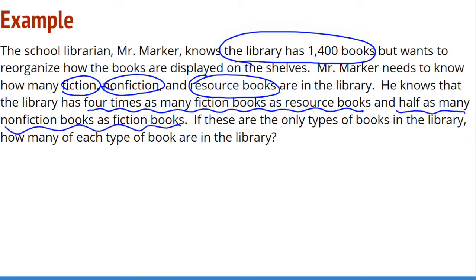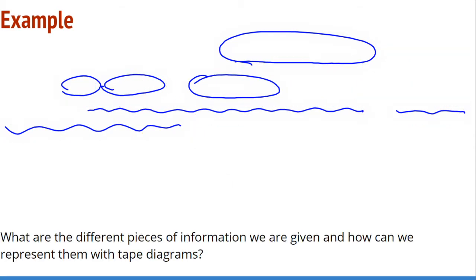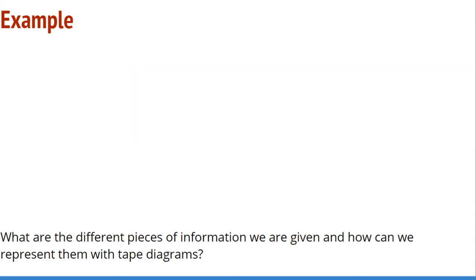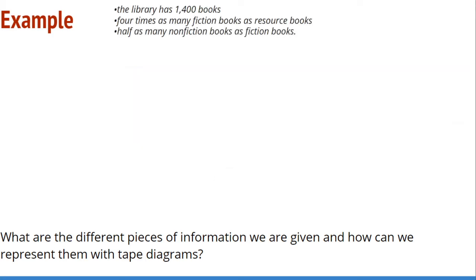So thinking about the last lesson, lesson 28, we should be thinking about which is our smallest number of books. What is our building block that we can build up from? So what are the different pieces of information that we have? Well, I just highlighted those, but I'll summarize them here. The library has 1,400 books. It has 4 times as many fiction as resource. It has half as many nonfiction as fiction.